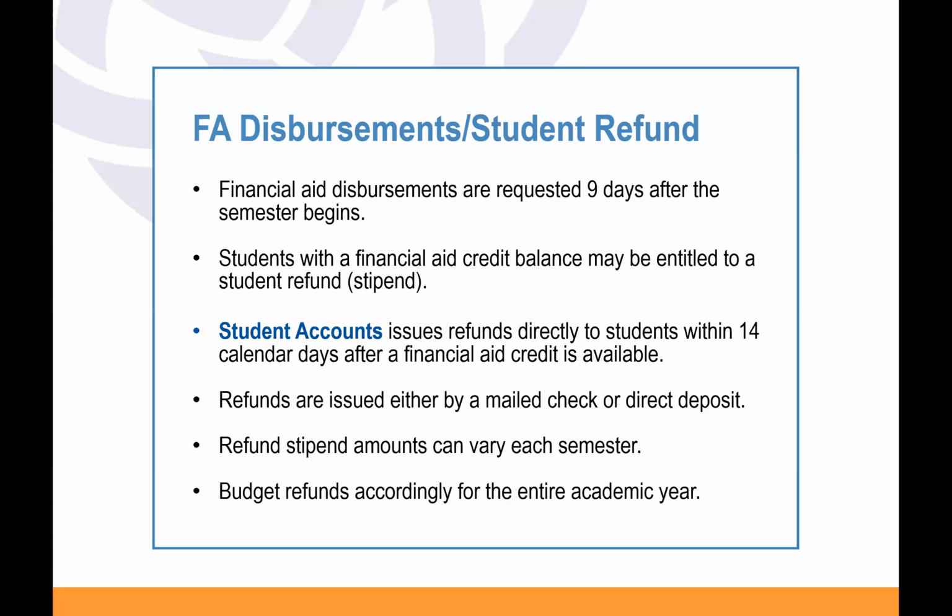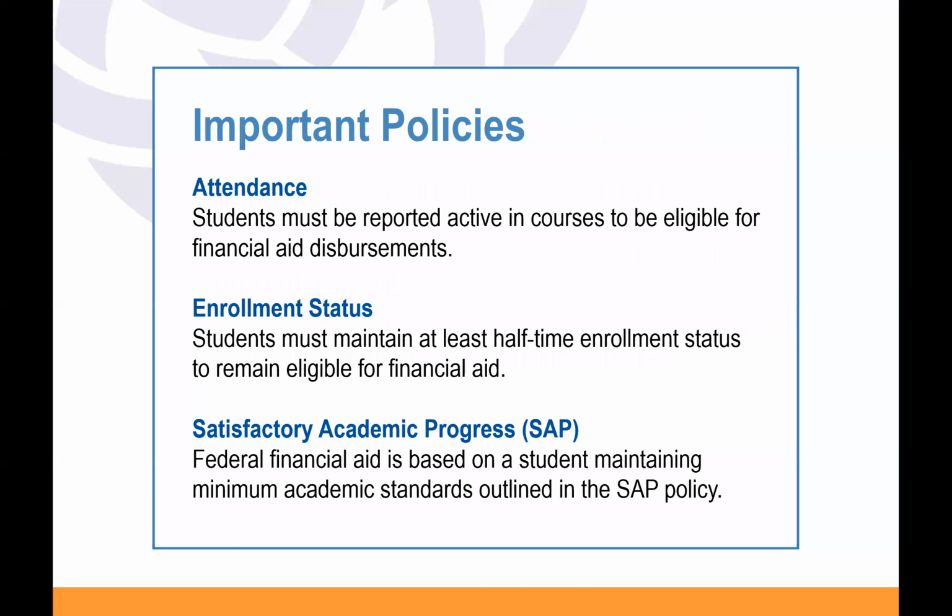Next would be budgets, refunds according to the entire academic year. So what we kind of touched base on already. So it's the full academic year. It's for the 2 semesters, and it's going off of your schedule. So just be mindful that any adjustments that you make to your schedule can affect your financial aid eligibility and how much your stipend would be, or if it'll cover your balance, right? And of course, we'll talk more about that in detail in a couple slides.